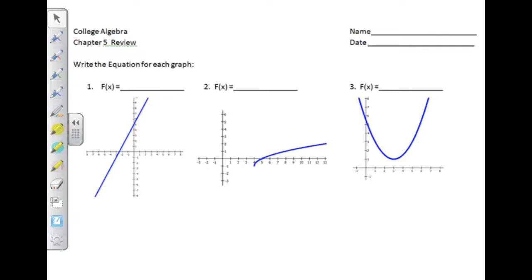My name is Rob, 9.5. We're going to take a look at a little bit of a review here before we start. We're talking about writing some equations. This is the equation of the line. You should recognize that the y-intercept is 1, 2, 3, 4, 5, and the slope is about rise 2 over 1, so maybe 2x plus 5.